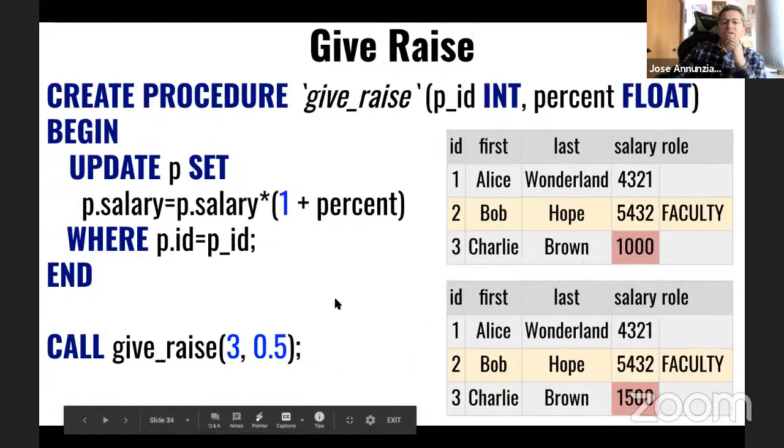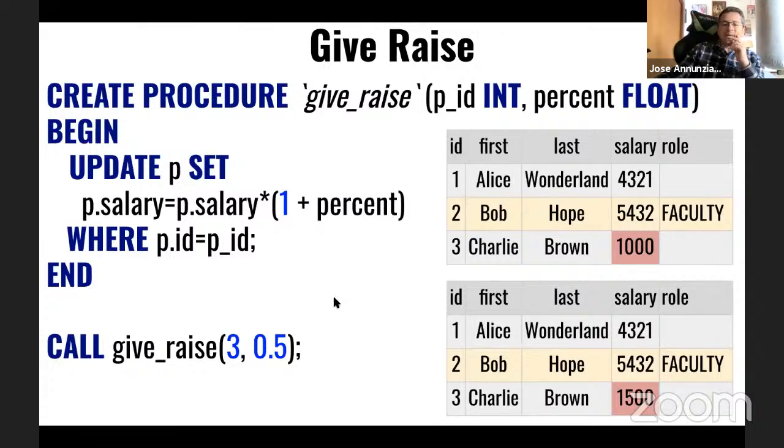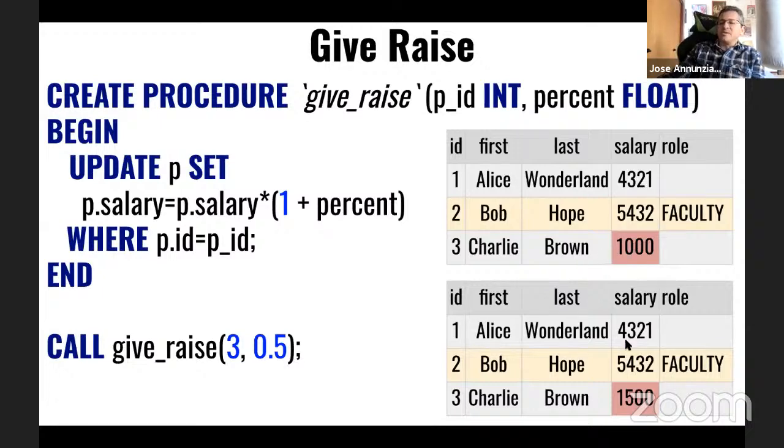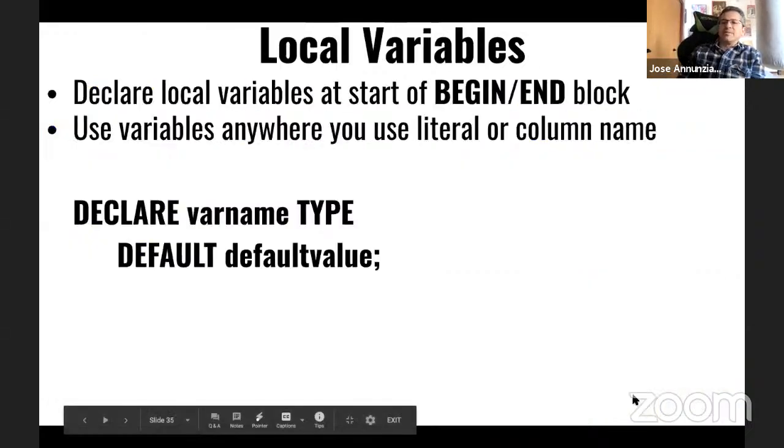Now, say we want to raise somebody's salary, right? And so we pass in the ID of the person and the percentage of how much I want to give them as a raise, right? So I'm updating the salary, right? And I'm making it equal to the salary multiplied by 1 plus the percent, right? So for instance, I'm increasing the salary from $1,000 to $1,500, okay?